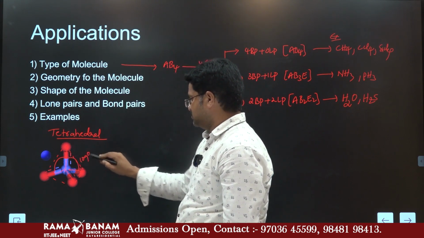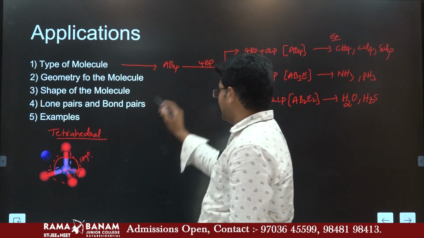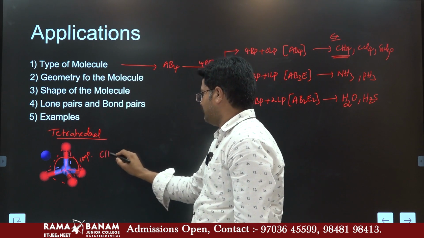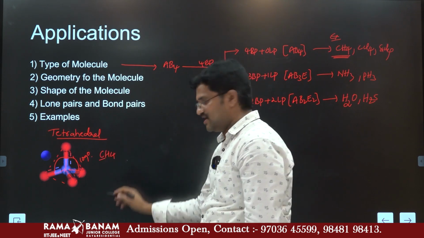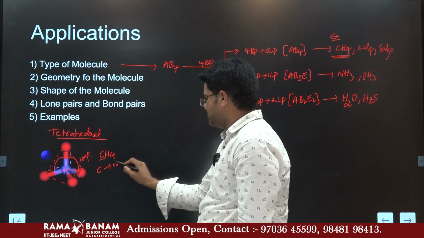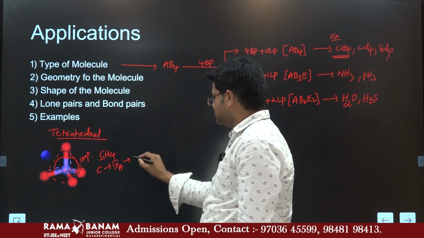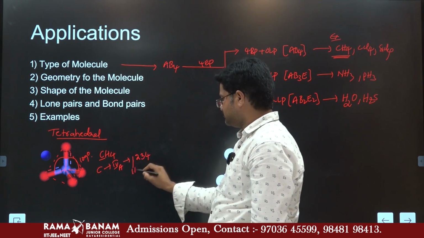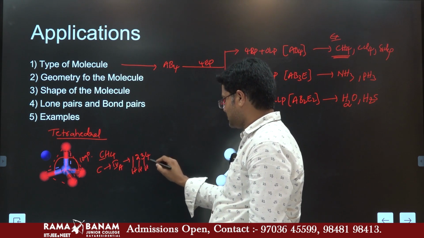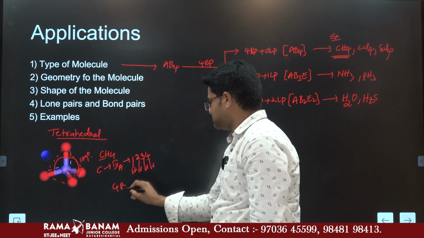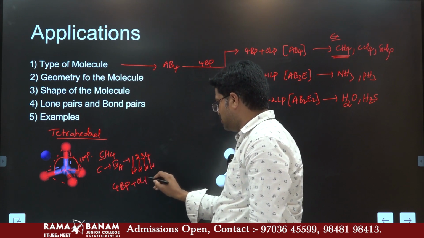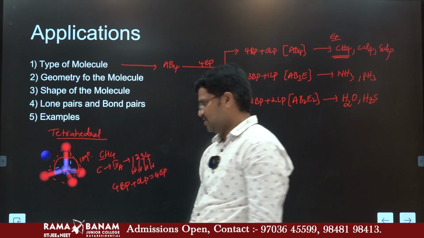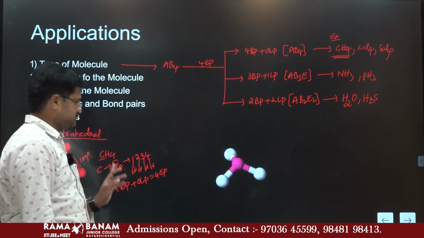is nearly 109 degrees. Suppose you take the methane molecule, CH4. Here the carbon atom acts as the central atom. Carbon belongs to the 4th group, so 4 electrons in the valence shell. Hydrogen forms a single bond. So 4 bond pairs plus 0 lone pairs, 4 electron pairs. The geometry is tetrahedral. This is case number 1.